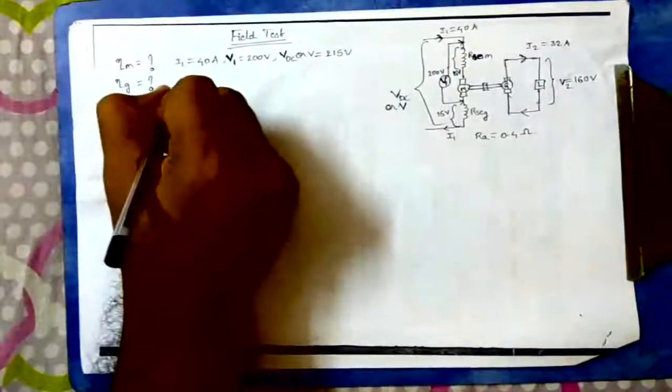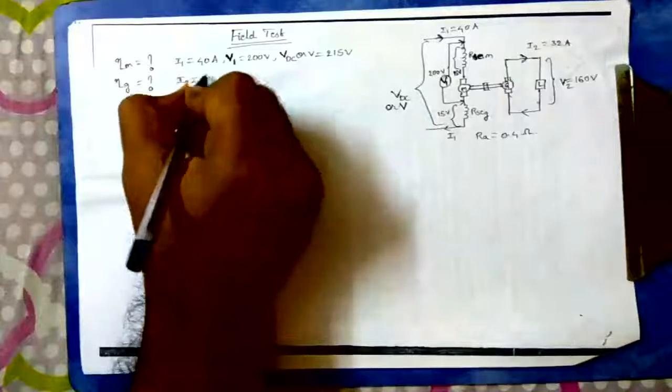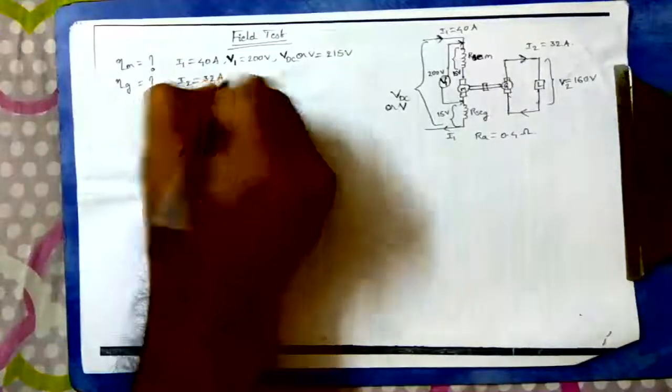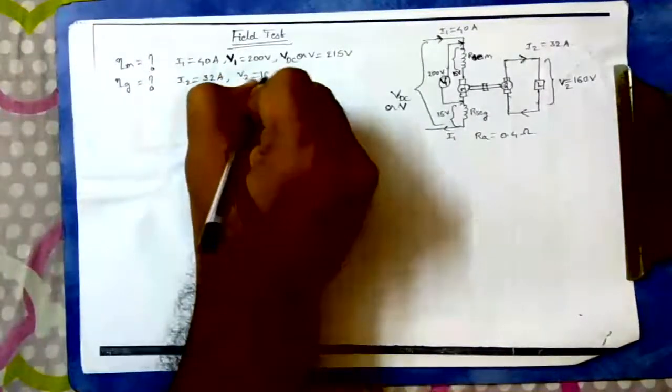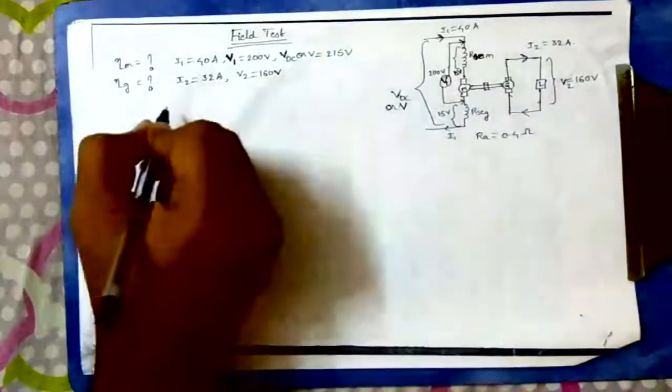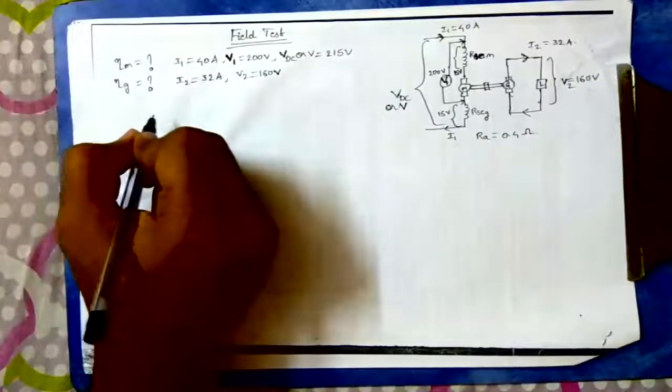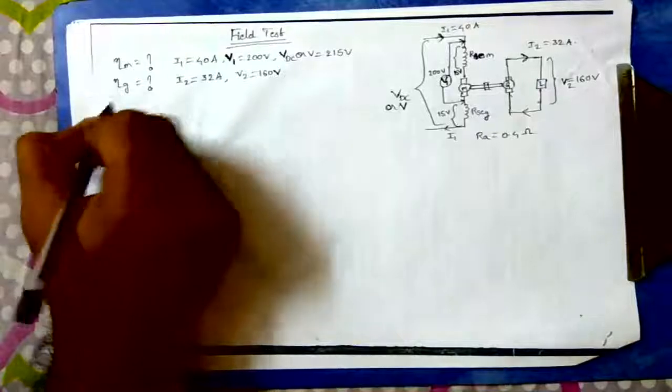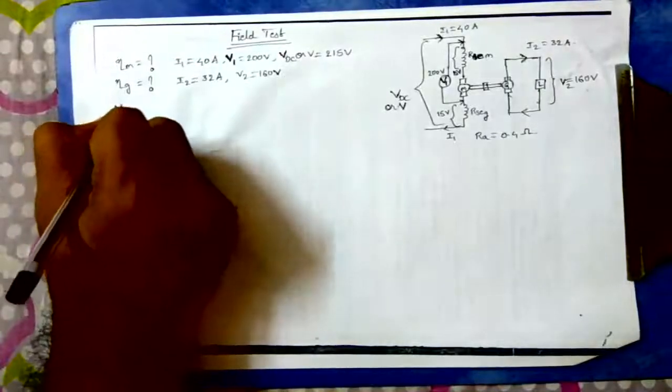Next I shall write with respect to I2. I2 is 32 ampere, whereas V2 is 160 volt, and so it is the voltage across the load, you can say. Okay, now we shall start with the motor part. So write down motor here.